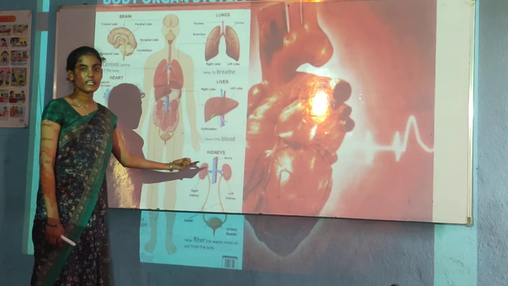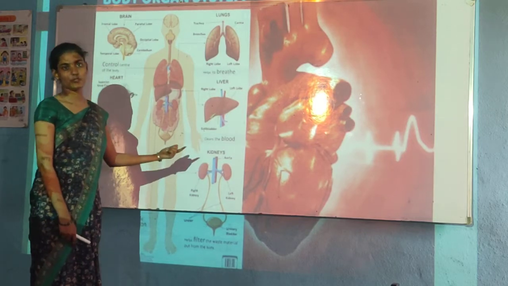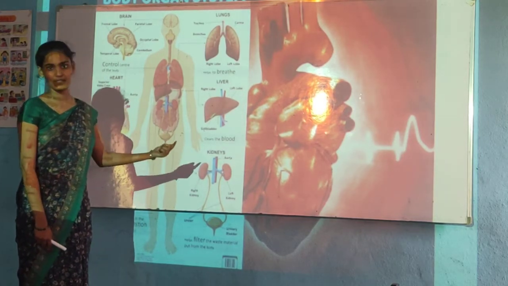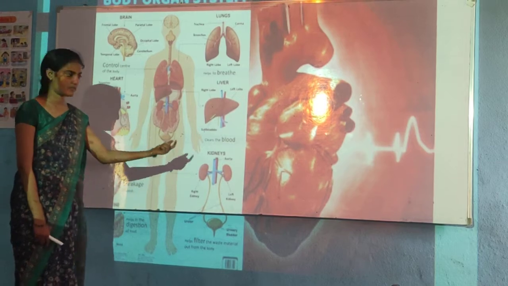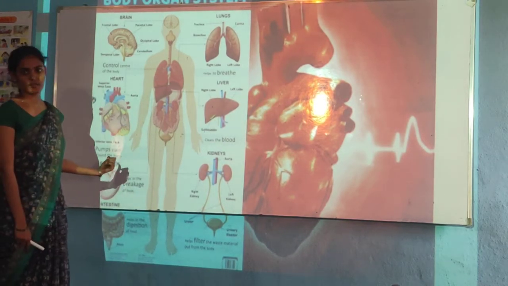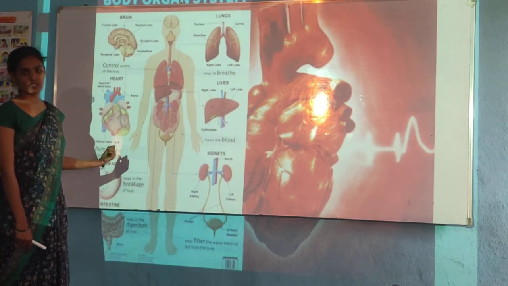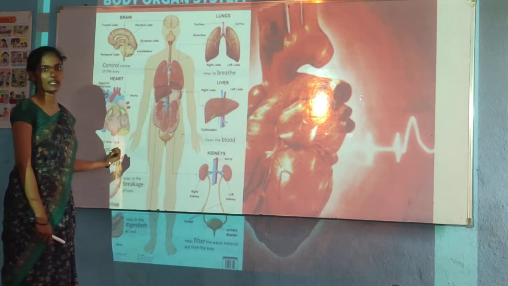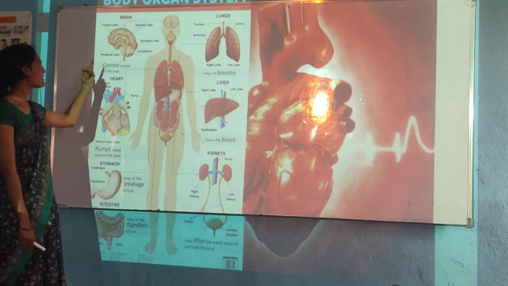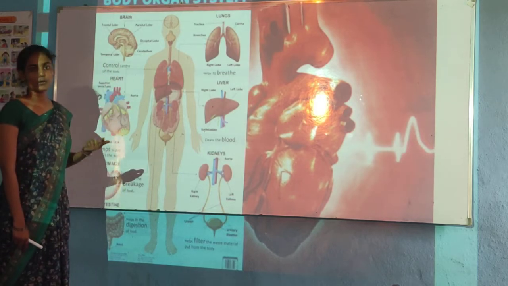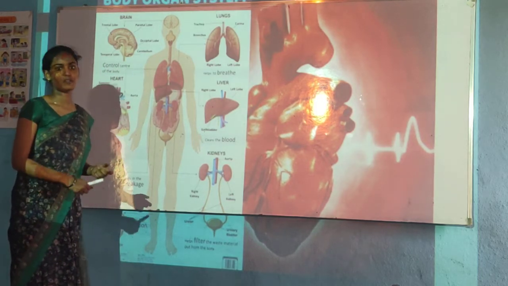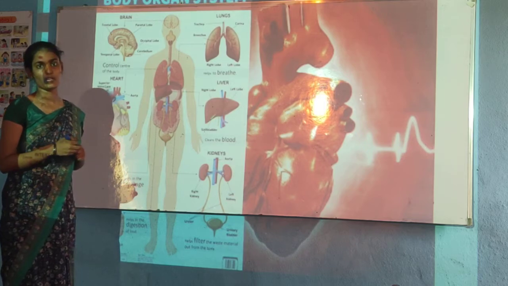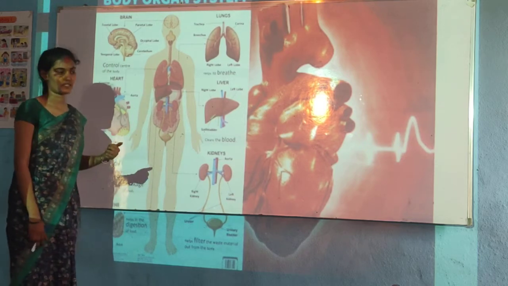Next is the excretory system. Whatever waste material is produced in our body will be eliminated by the excretory system. Coming to the digestive system, our body needs nutrients, right? From whatever food we take, the digestive system takes out the nutrients. And next is the nervous system. Whatever actions are done by our body are controlled by the nervous system.